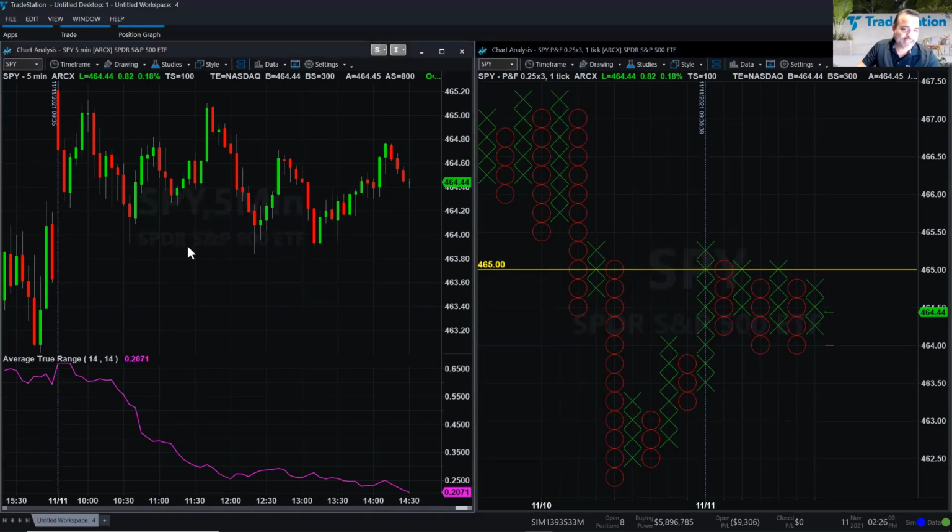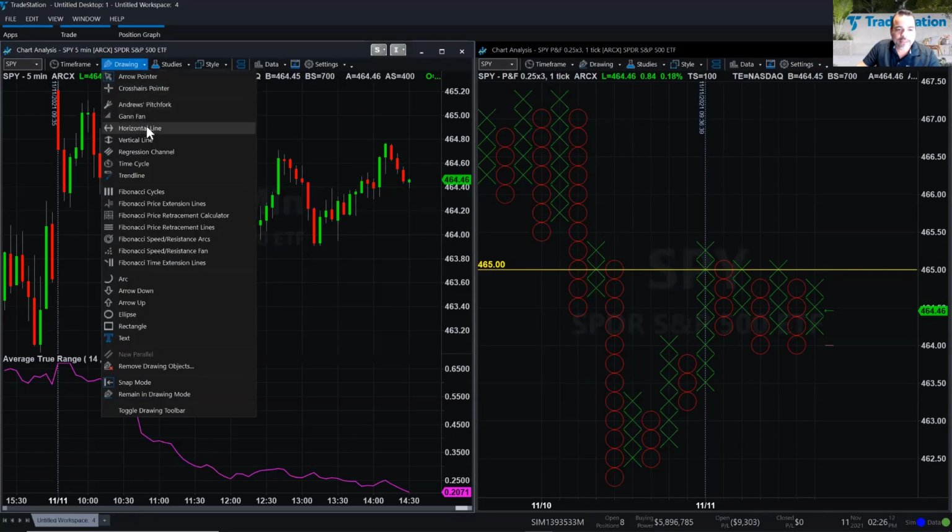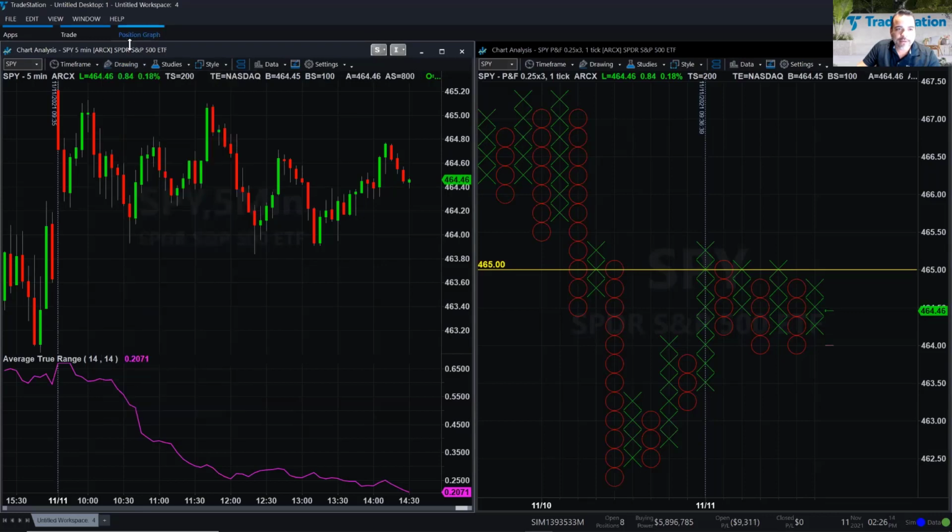If I look over here on the left-hand side, and I were trying to see where the price had hit that, 465 is right here. So let me draw the horizontal line. Let me turn snap mode off. So drawing a horizontal line, if I draw it right here at 465, there it is. You can see that we have some wicks and part of some candle bodies outside of that line. So those are the types of distractions that are removed by looking at a point and figure.